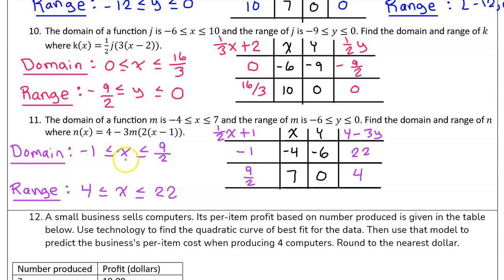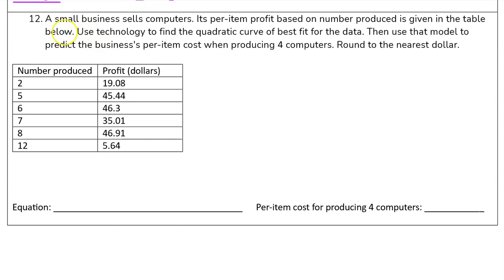So here's the domain and range of function n. Number 12. A small business sells computers. Its per item profit based on number produced is given in the table below. Use technology to find the quadratic curve of best fit for the data, a quadratic regression model. Then use that model to predict the business's per item cost when producing 4 computers. Round to the nearest dollar.